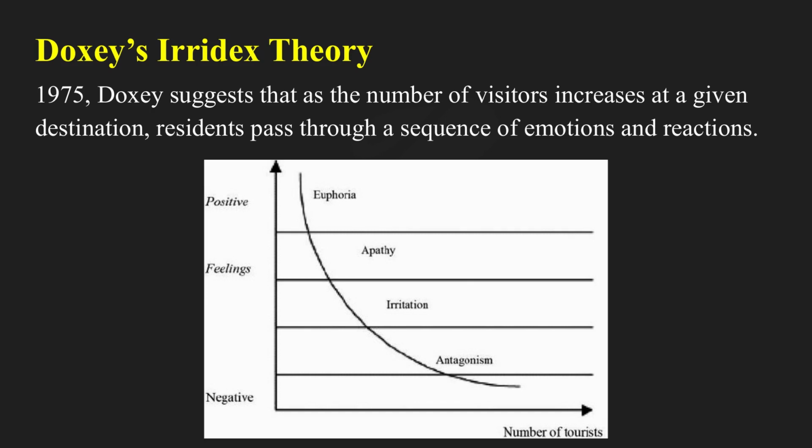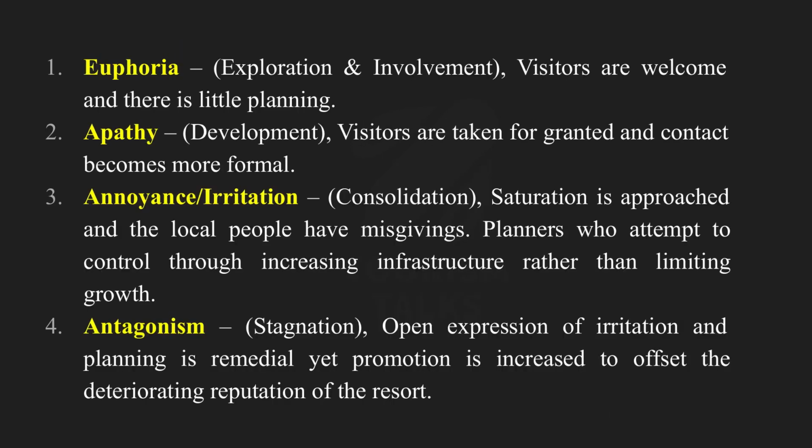Doxey explained 4 stages: euphoria, apathy, annoyance/irritation, and antagonism. Euphoria, a stage of exploration and involvement. Visitors are welcome and there is little tourism planning. Apathy, stage of development. Visitors are taken for granted and contact becomes more formal. Annoyance or irritation, stage of consolidation.